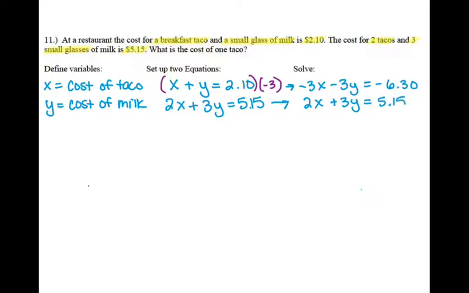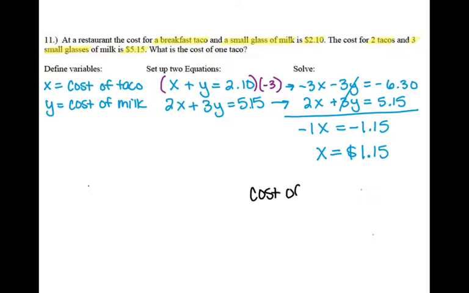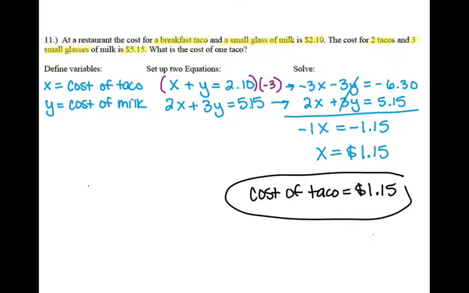Equals 515. And that gives me negative 1x, my y's eliminate, equals negative 115. Divide by negative 1, and I get x equals $1.15. So the cost of the taco is $1.15. Now, if you end up eliminating your x's and you end up solving for y first, that's perfectly fine. Just plug it back in to solve for x since you are trying to solve for the cost of the taco.